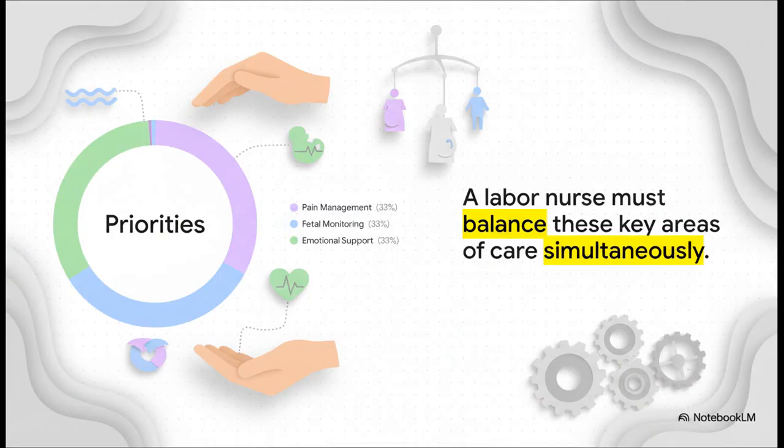Honestly, labor and delivery nursing is a constant juggling act. You've got to manage your patient's physical pain, keep a close eye on that baby's well-being, and provide that crucial emotional support. For Anthony and his partner, every single one of these is a top priority. You can't let any of them drop.